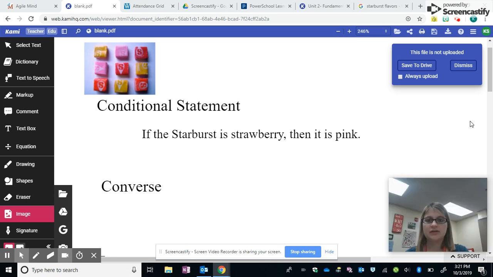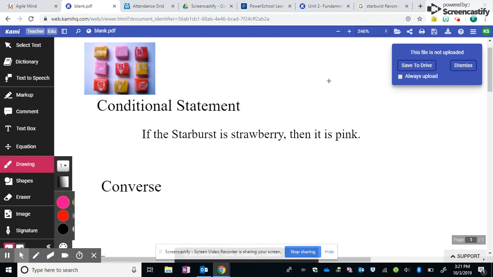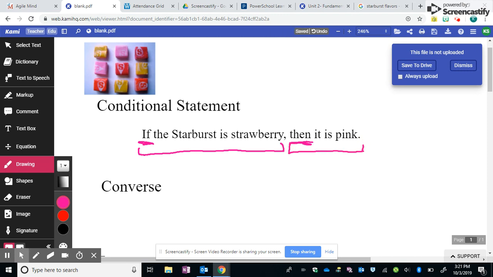We are going to be talking about conditional statements. A conditional statement has the words if and then in it. So the example I have on here says, if the starburst is strawberry, then it is pink. A lot of people call the first part, the part with the if, the hypothesis, and the second part with the then is called the conclusion. And because hypothesis and conclusion are such long words to write, sometimes we just say P, arrow, Q. And P to Q, that just represents the conditional statement.